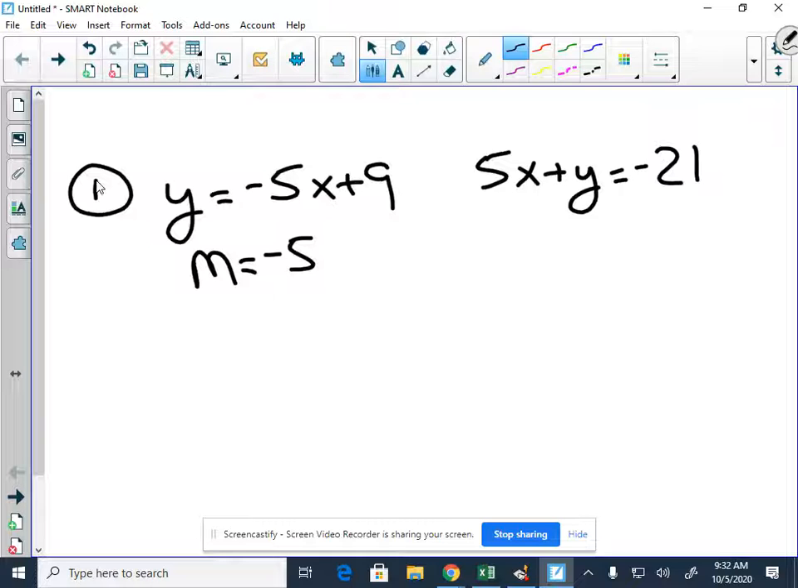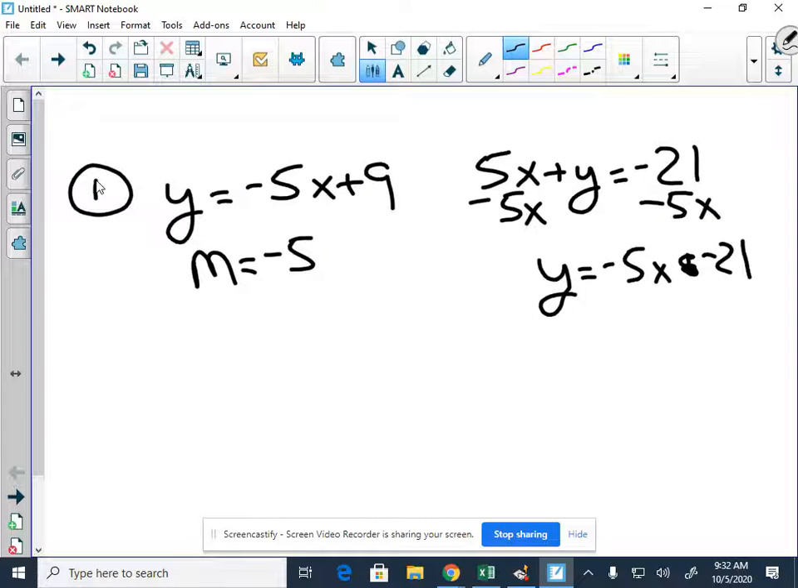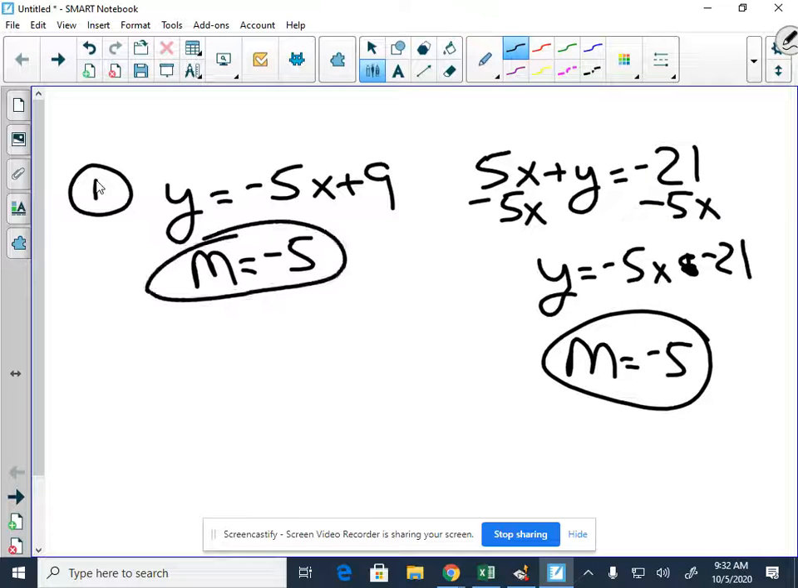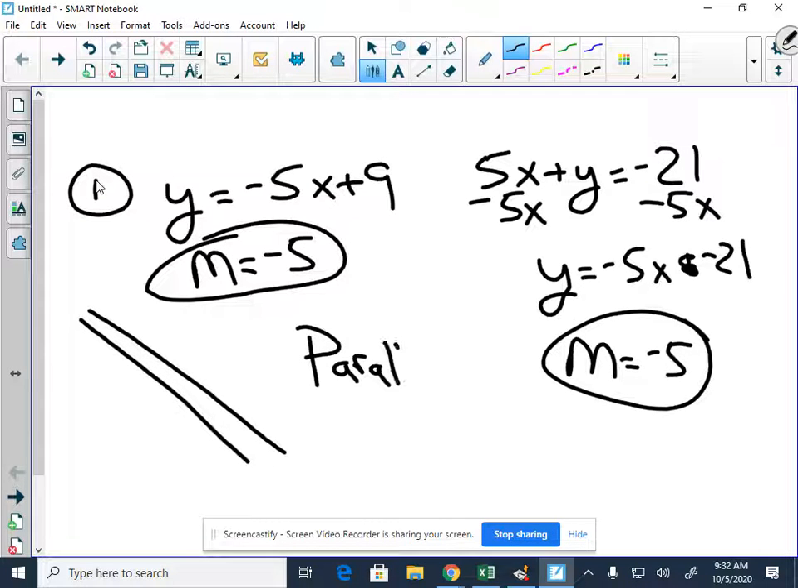It's not solved for y. So what do we got to do to get y by itself? Good. Minus 5x, so y equals negative 5x minus 21. So the slope here is negative 5. If they have the same slope, they're both going negative, same slope, they would be parallel. So if you look up there, these are parallel lines.